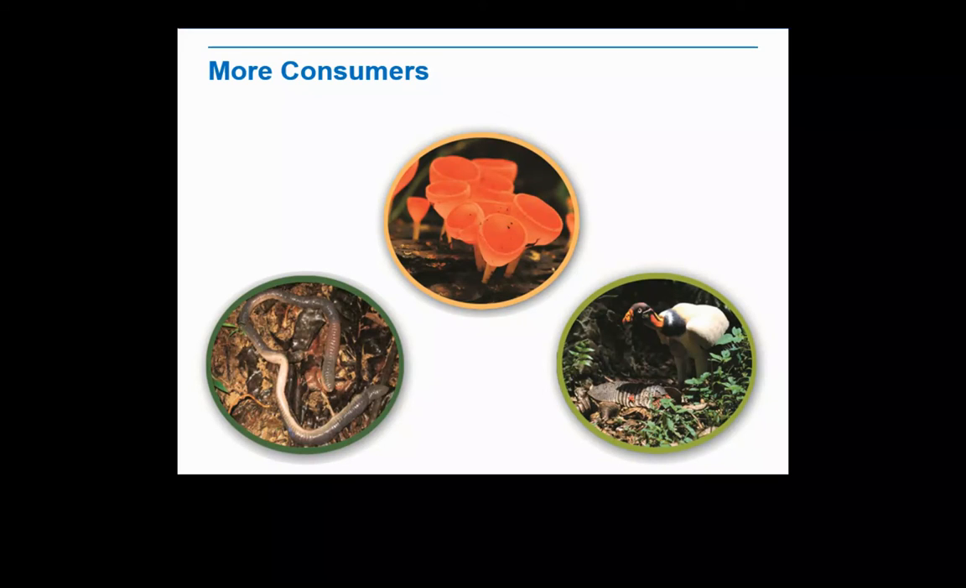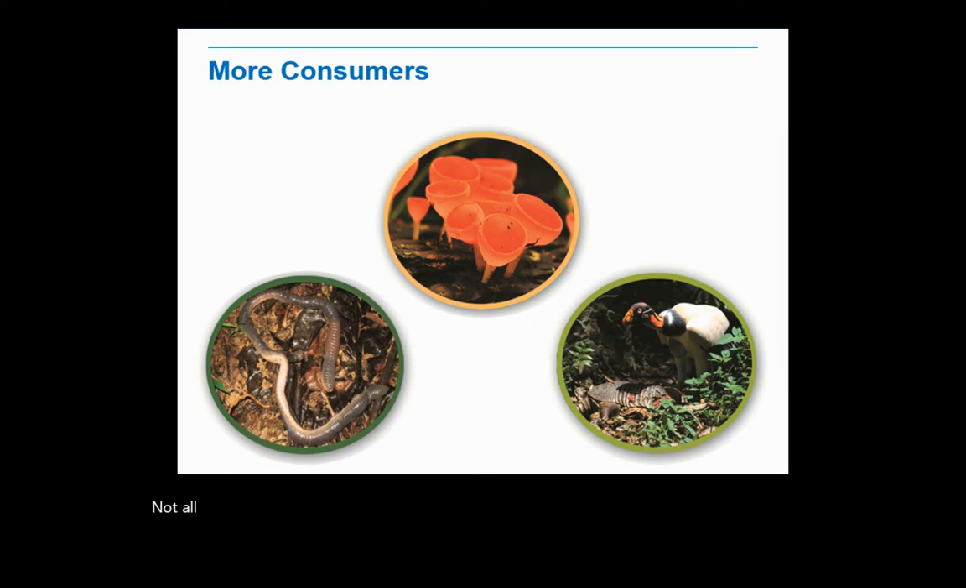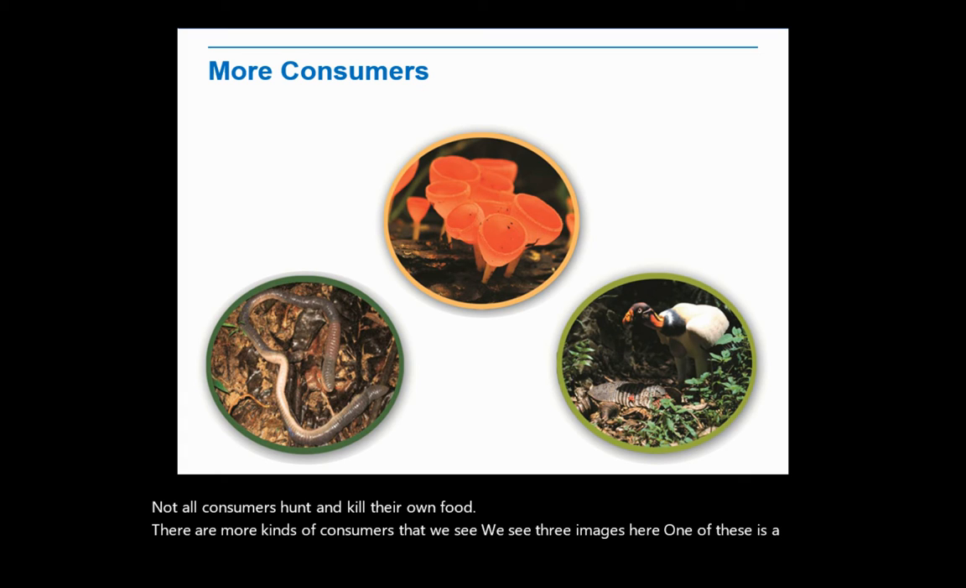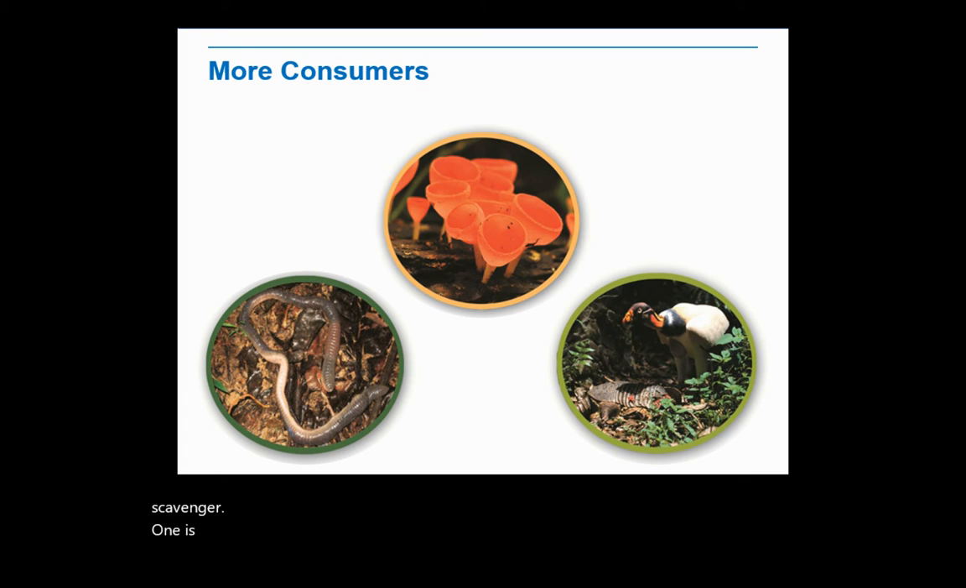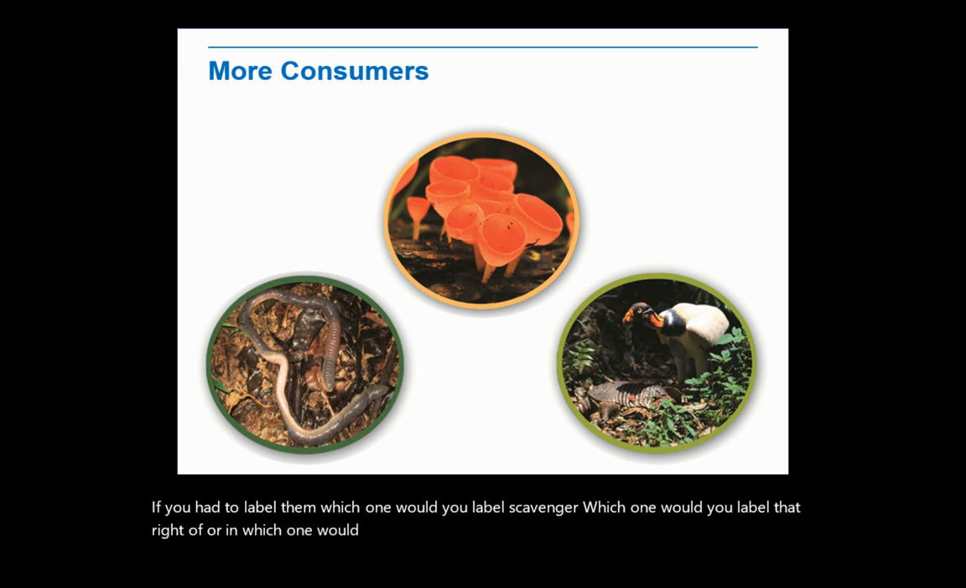Not all consumers hunt and kill their own food. There are more kinds of consumers that we see. We see three images here. One of these is a scavenger, one is a detritivore, and one is a decomposer. If you had to label them, which one would you label scavenger? Which one would you label detritivore? And which one would you label decomposer?